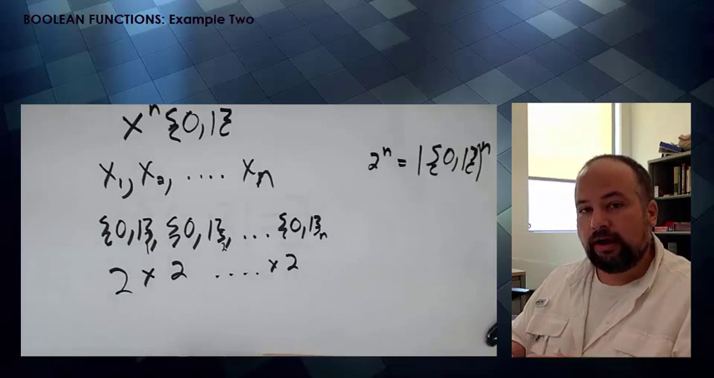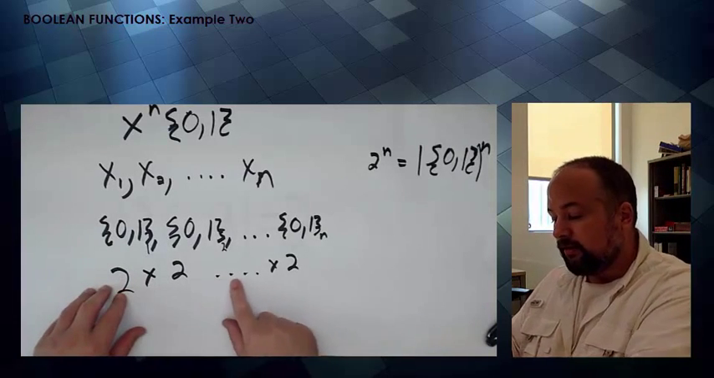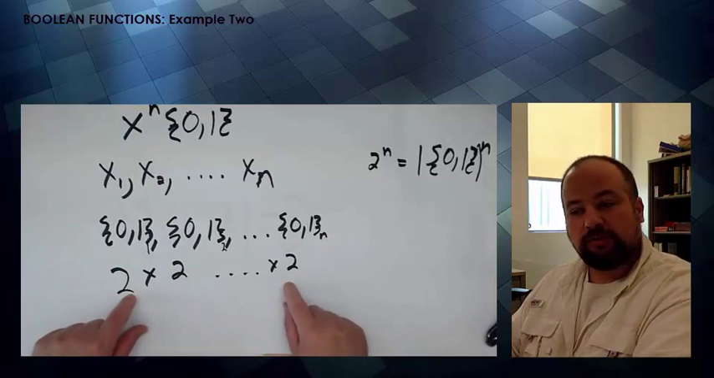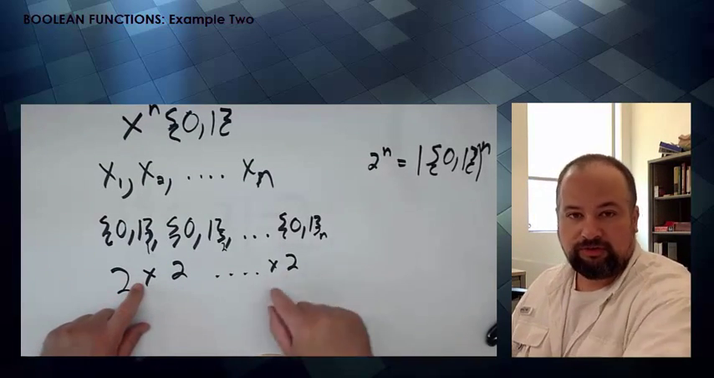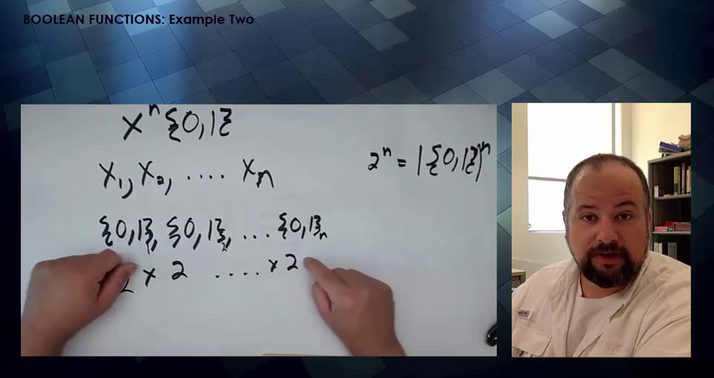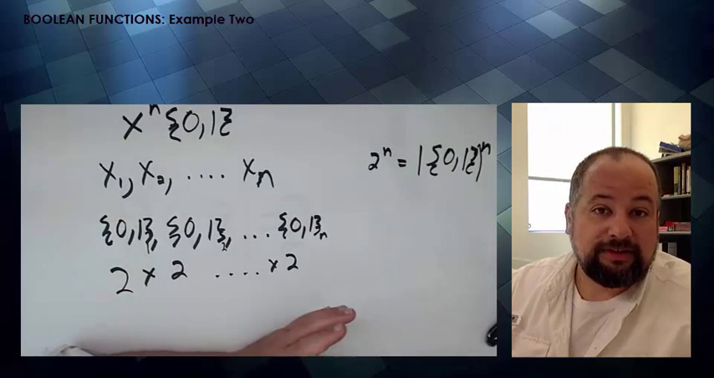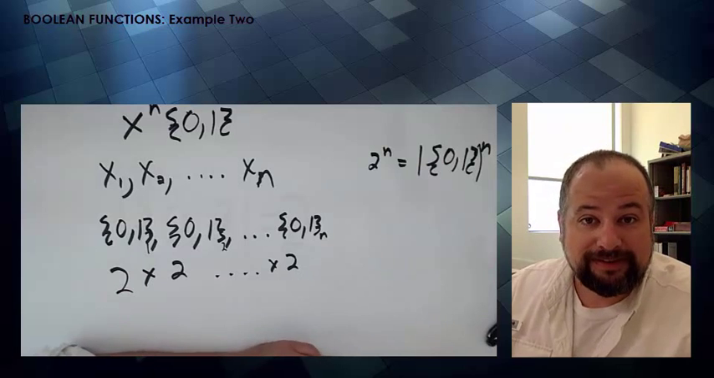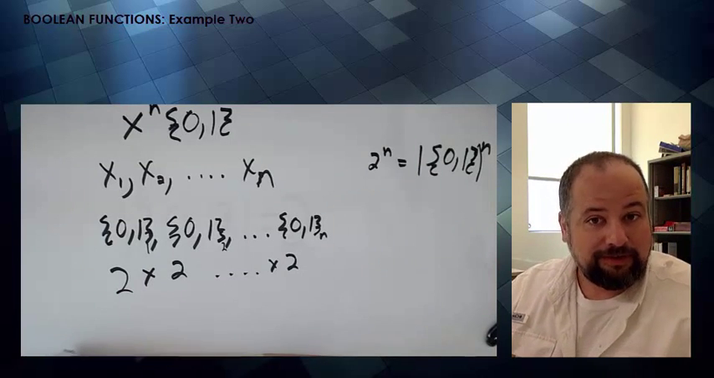I really want you guys to understand where this comes from. From here to here is just basic math, but from here to here, this is the crux of it. And this is counting. Counting comes up a lot in discrete math. All right?